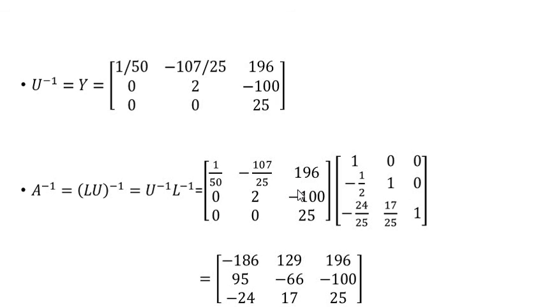So take the product of these two matrices, which is already obtained: 1 by 50, minus 107 by 25, 196, 0, 2, minus 100, 0, 0, 25, into 1, 0, 0, minus 1 by 2, 1, 0, minus 24 by 25, 17 by 25, 1. So we get A inverse equals minus 186, 129, 196, 95, minus 66, minus 100, minus 24, 17, 25.